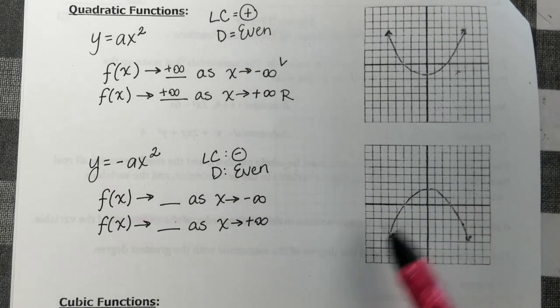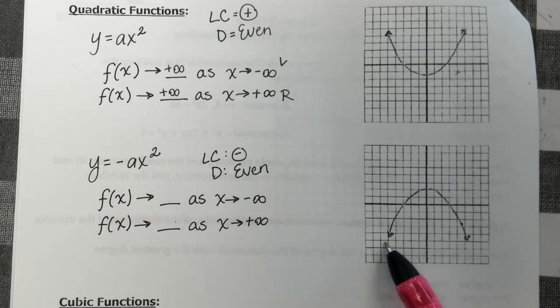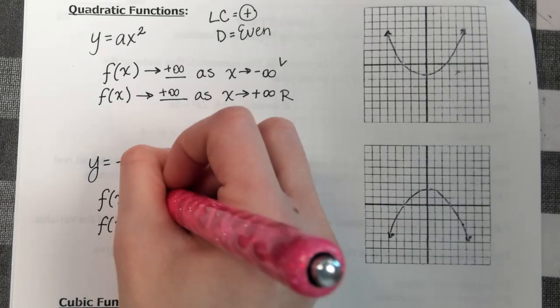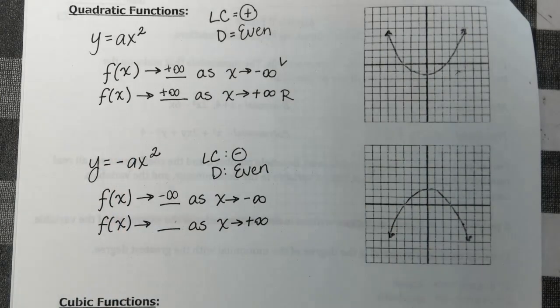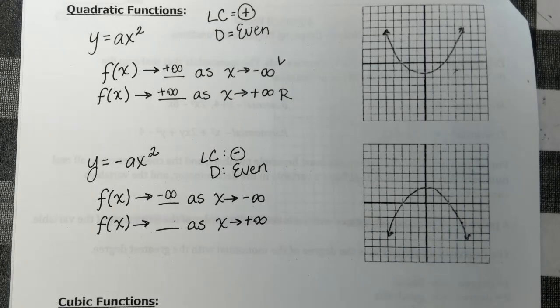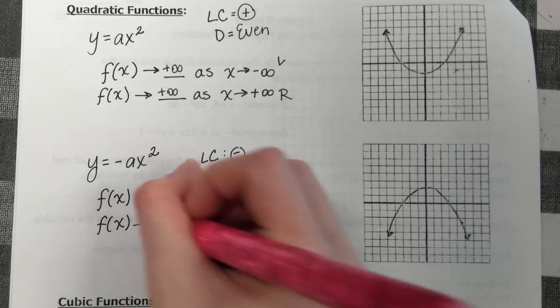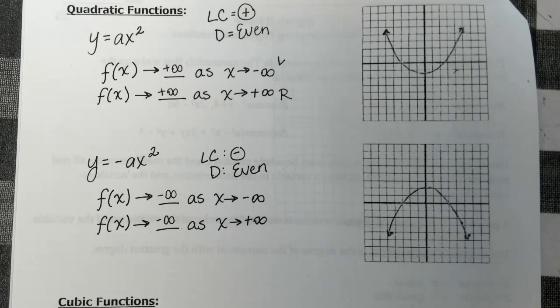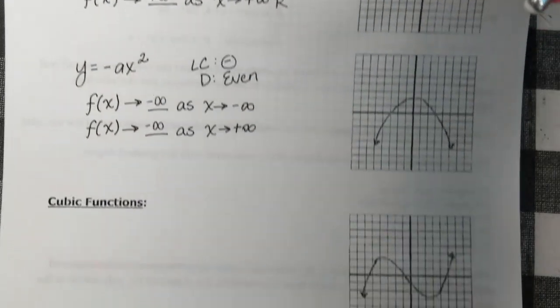So on the left side of this graph, where's my graph going? Down, so that would be negative infinity. On the right side, where's my graph going? Also down, so negative infinity. Okay? Do you understand the end behavior for quadratic? Visually, it's very easy. Okay? You don't have to overcomplicate that.